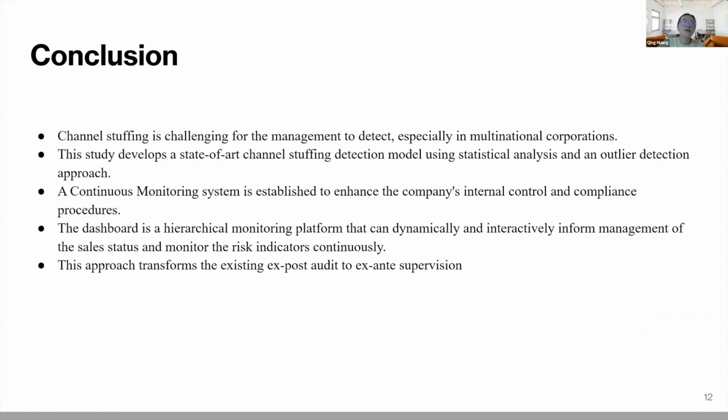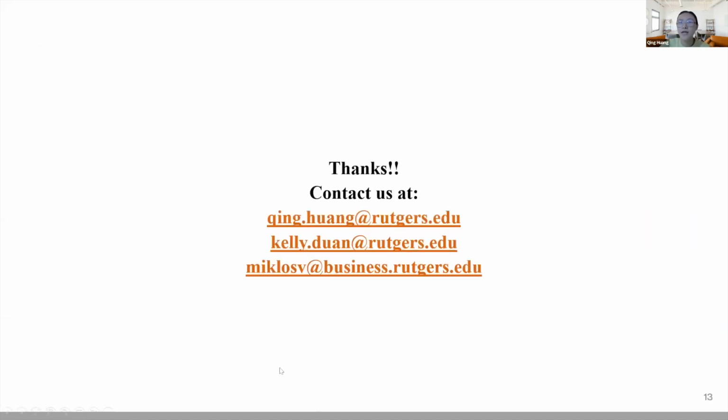So in conclusion, our model is effective, and it can enhance management's internal control as well as compliance procedures, and transform the ex-post audit into ex-ante supervision. So that's all about this project.